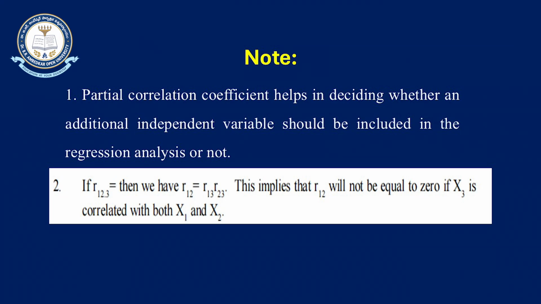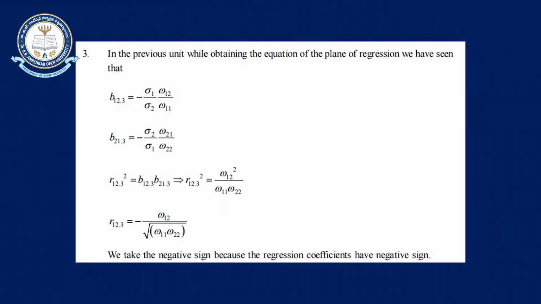Next, if R12.3 and then R12, how do we identify? R12 equals R13 into R23. It implies that R12 will not be equal to 0 if X3 is correlated with both X1 and X2. Now, in the previous unit we obtained the equations of the plane of regression, so B12.3 equals what? What are the formulas we have?